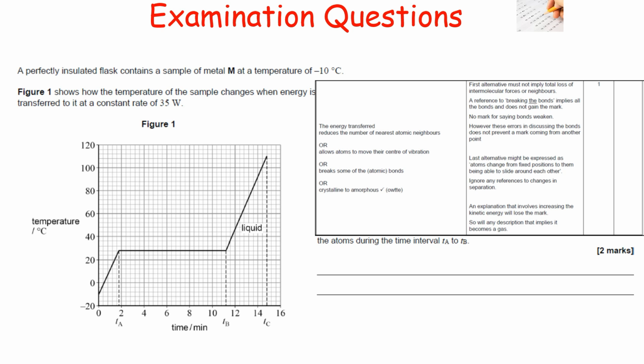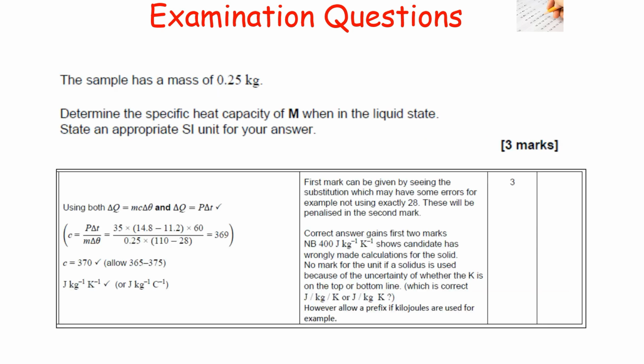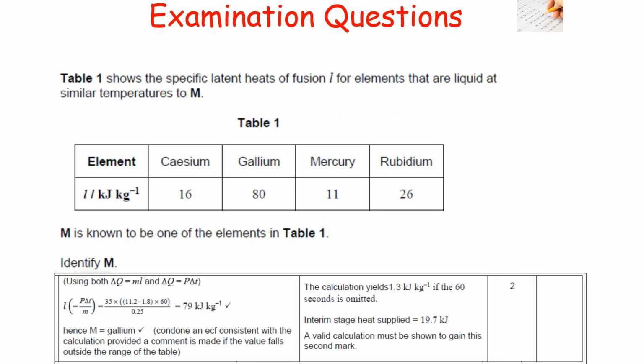So we know that it started changing state at, let's get this right, 1.8 minutes, and finished changing state at 11.2 minutes. So what we can therefore do is we say 11.2 minus 1.8, but then we convert that into seconds, and we then times that by 35 to get our energy, divide by our mass, which is 0.25, so we get 79 kilojoules per kilogram.